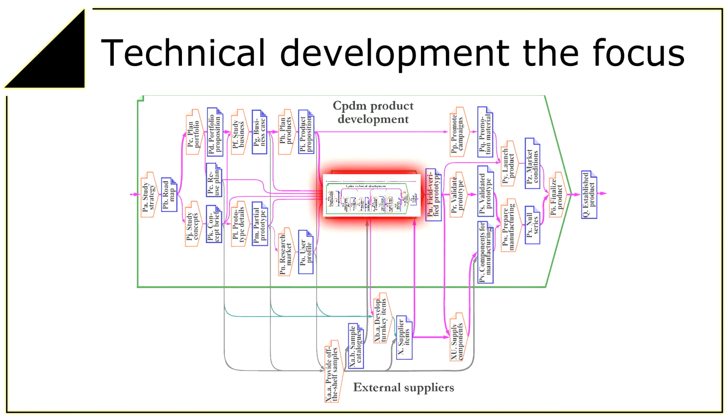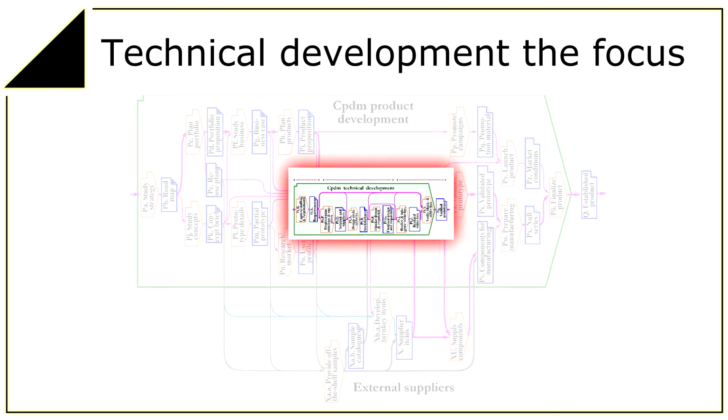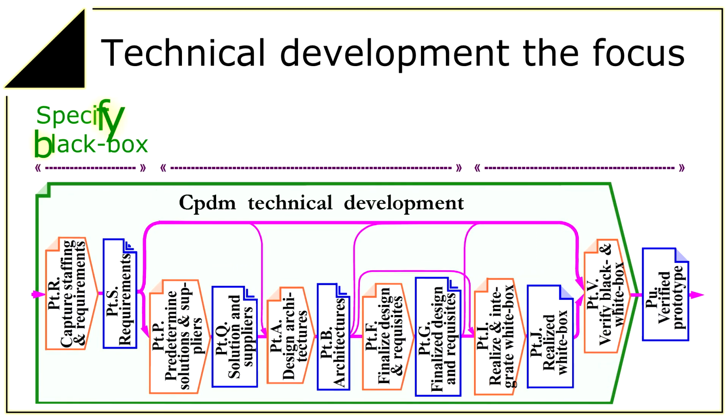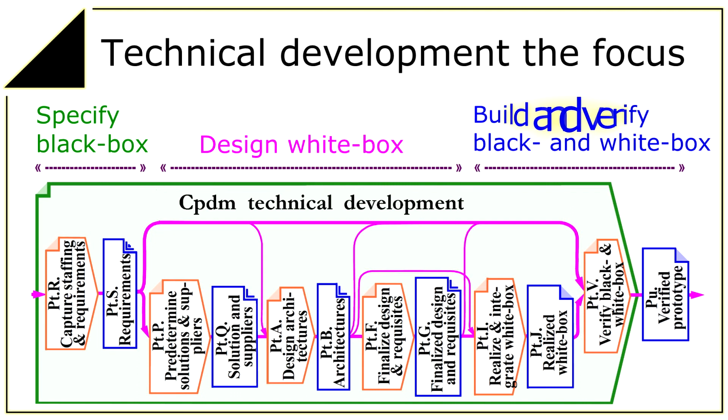In CPDM, the technical development is the focus. The three main parts of technical development are specify black box, design white box, and build and verify black and white box. I will explain this thoroughly in coming video clips.